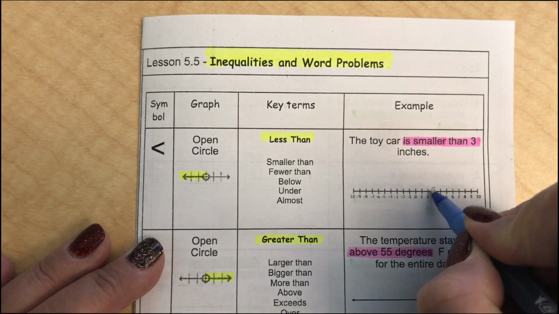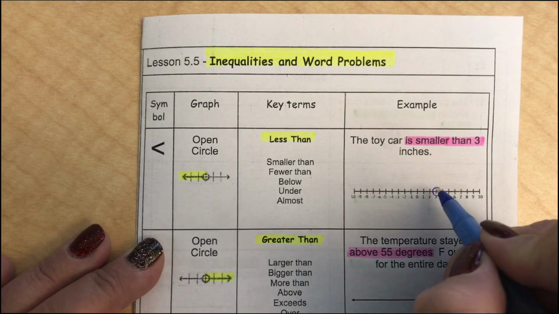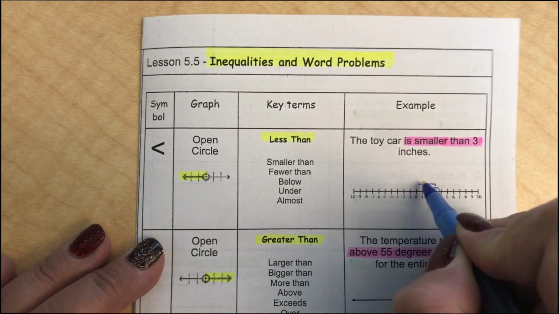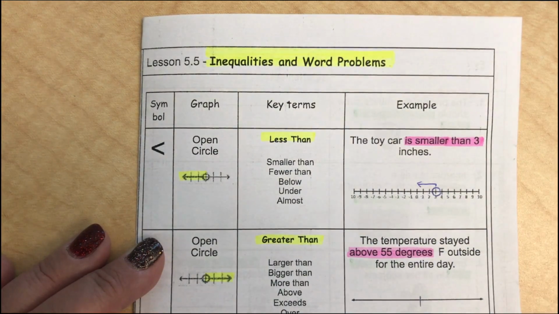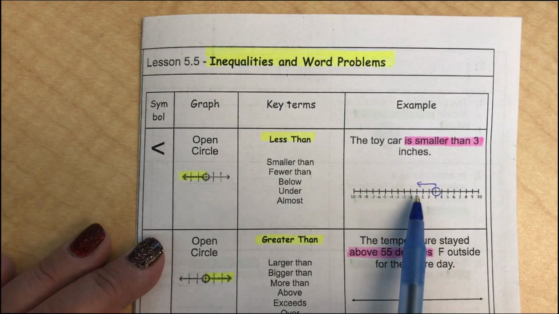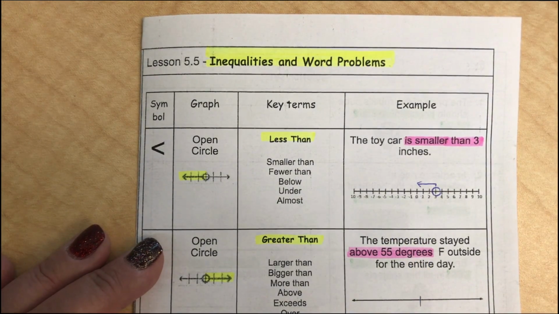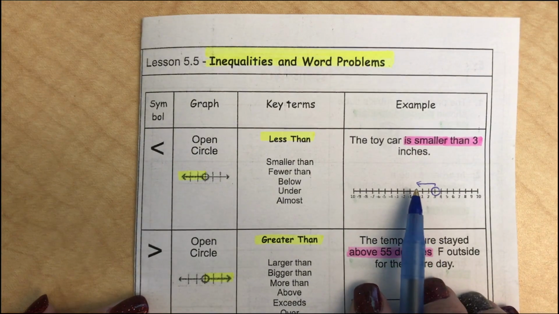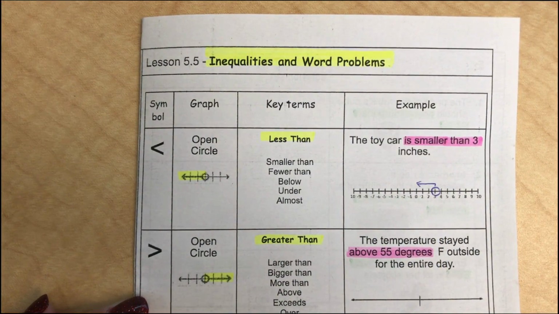Open circle on 3, and we say it's smaller than 3 inches. Since the car cannot be a negative number, I'll stop there at 0, showing the lower side or below 3.